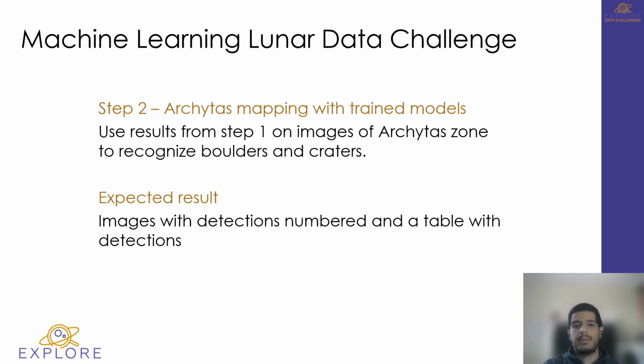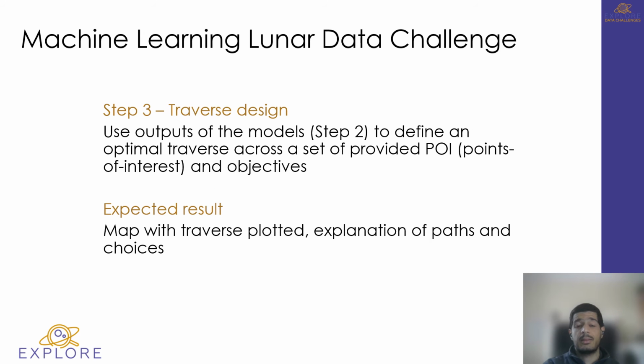The second step is the mapping of the Aristarchus dome region using the model trained in step 1, and the expected results include the Aristarchus dome image with all the detections and a table listing all the detected features. The third step is the optimal traverse design using the outputs from step 2 and a set of provided points of interest. The expected results include the Aristarchus dome image with the traverse plotted and an explanation of the method used and the choices made.